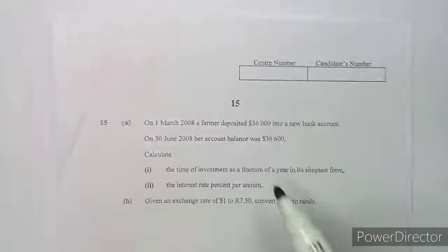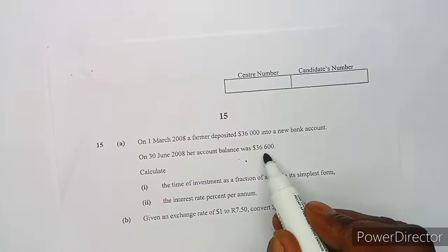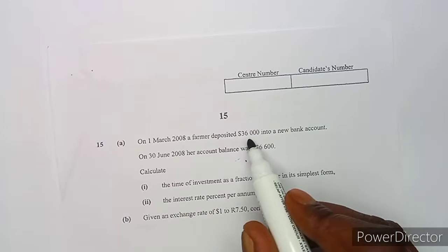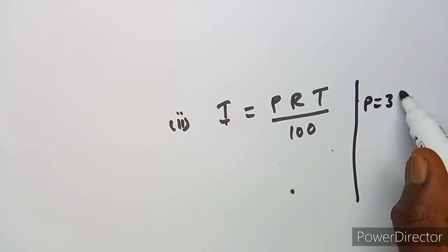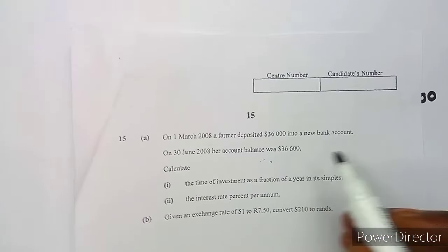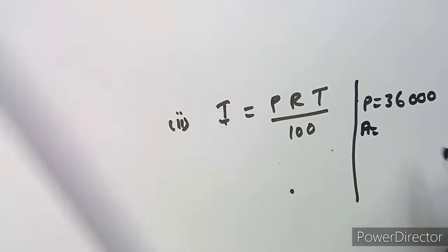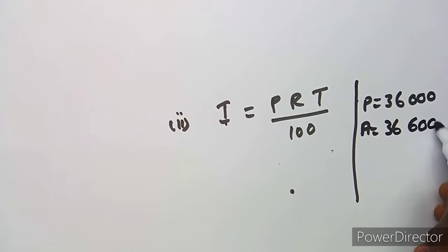Take note of what happened here. We have got the money that was now in the bank, which is 36,600, but we deposited $36,000. So that means the principal value is given as $36,000. But after some time, this is the total amount that it amounted to, 36,600.